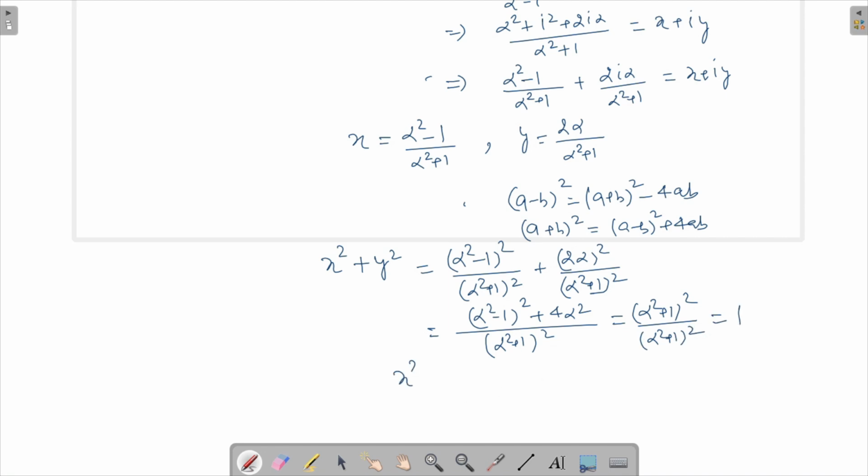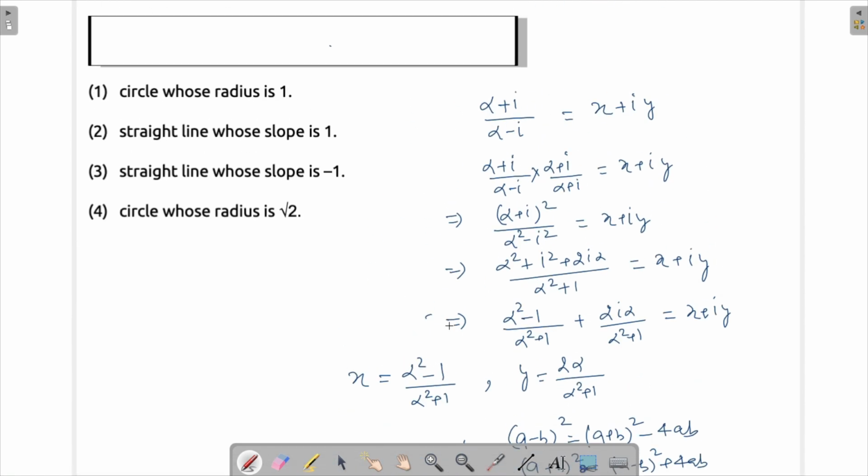So what did I get? I get x square plus y square equals 1, which is nothing but an equation of a circle whose center is at (0, 0) and radius is 1. So my answer over here is a circle whose radius is 1. So hope you have understood this question.